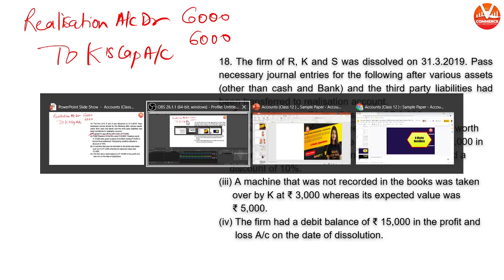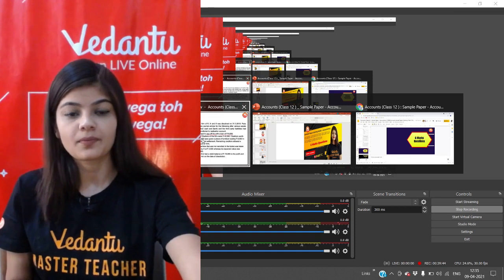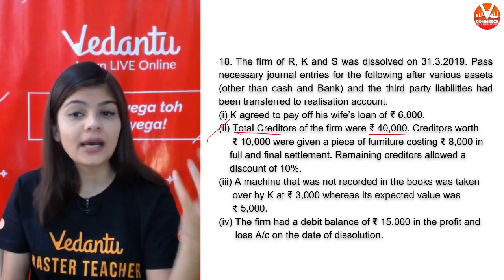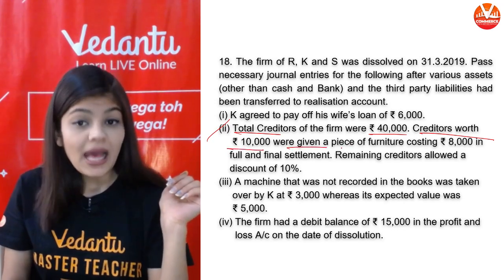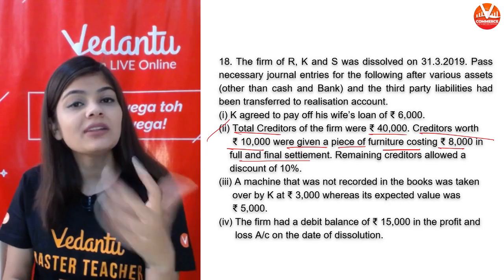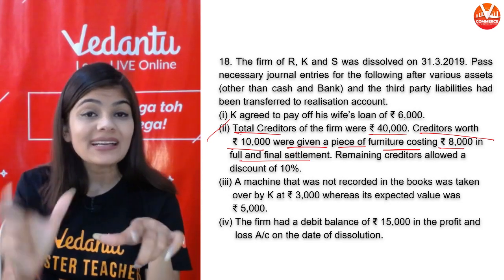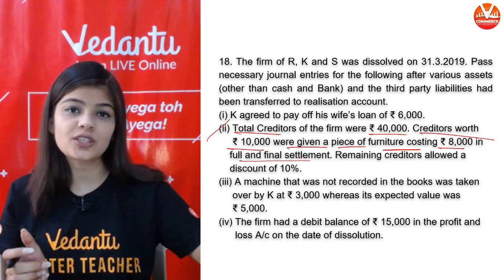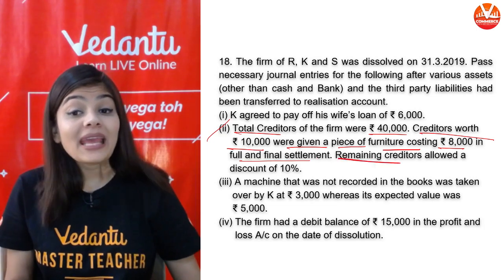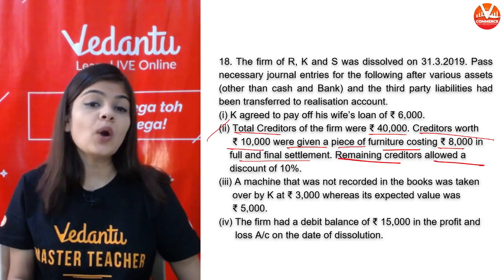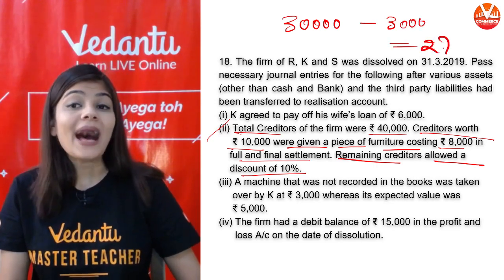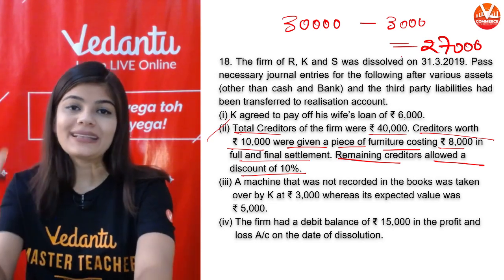Then the next transaction is: the total creditors of the firm were 40,000. Creditors worth 10,000 were given a piece of furniture costing 8,000 in full settlement. There will be no entry for this, because whenever the asset is taken over by the creditor, there is no journal entry for that. Remaining creditors 30,000 allowed a discount of 10%. So on 30,000 you will receive 10% discount, that is 3,000, and the balance will be paid to them. So we will pay 27,000 to creditors.